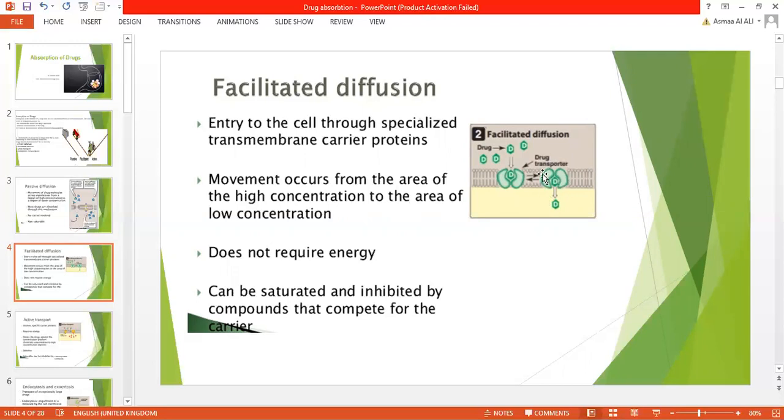The carrier could be a protein that undergoes some change, allowing the passage of a drug or endogenous molecule into the interior of the cell, moving them from the area of high concentration.